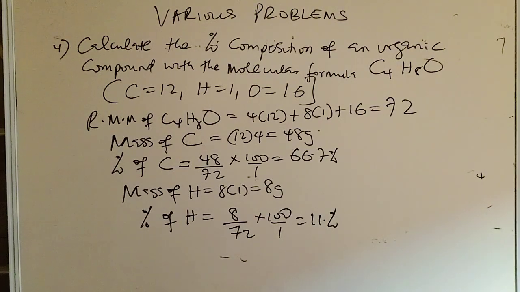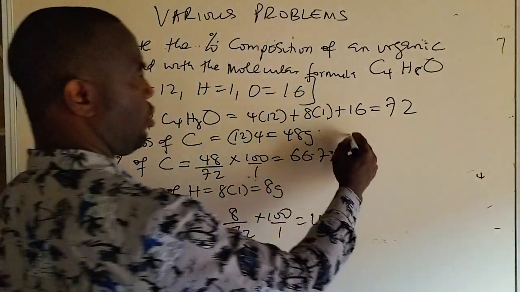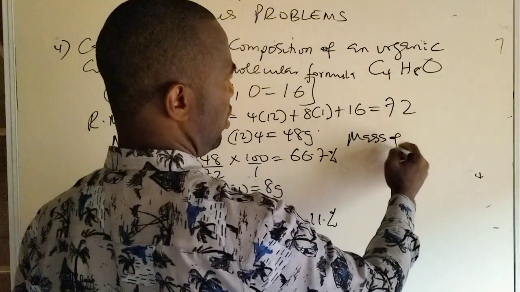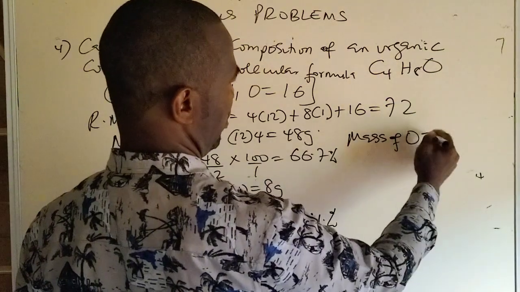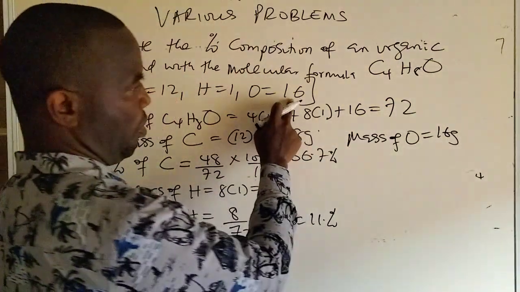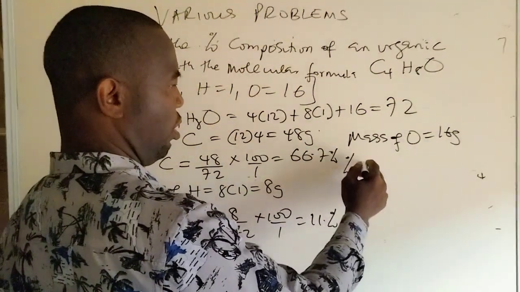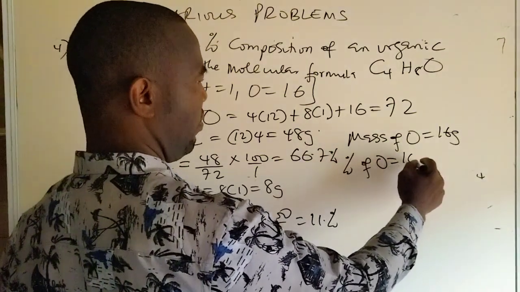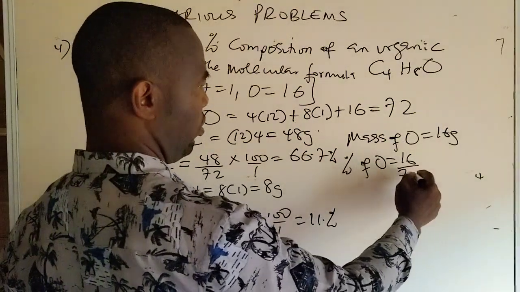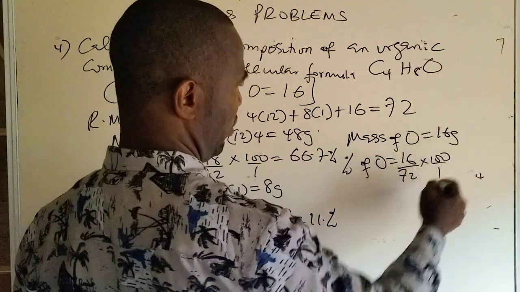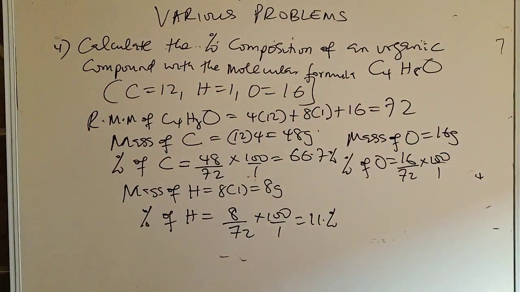So we'll now move to oxygen in the compound. Oxygen is only 1 atom and is 16, so the atomic mass is 16. So percentage of oxygen becomes 16 over the molar mass of the compound, which is 72, times 100 over 1. When we solve this, our final answer is going to be 22.2%.